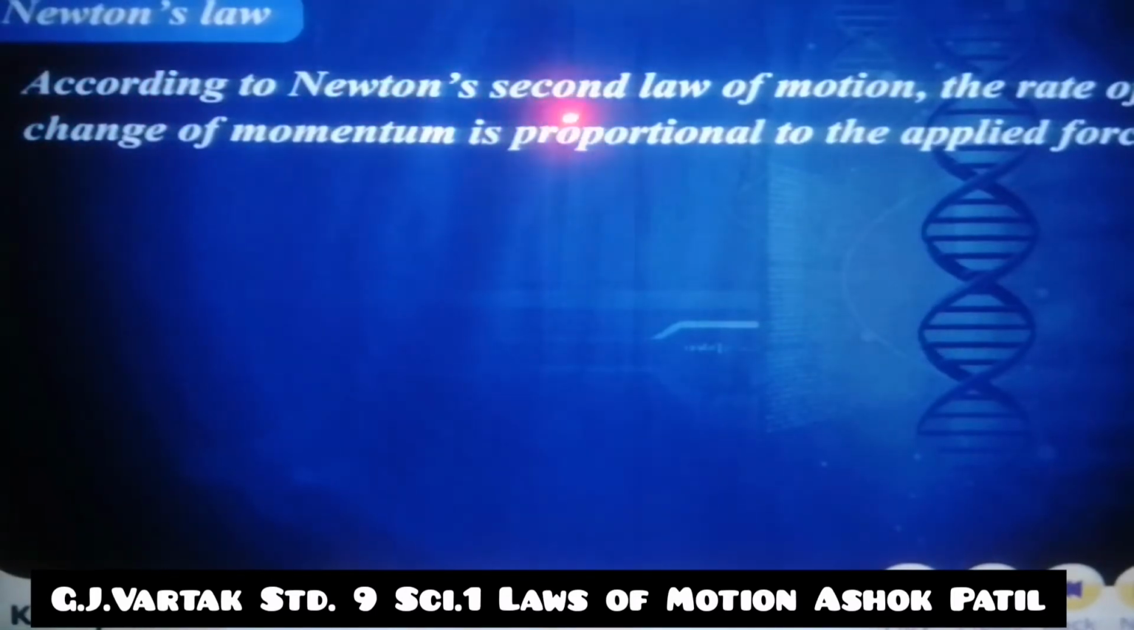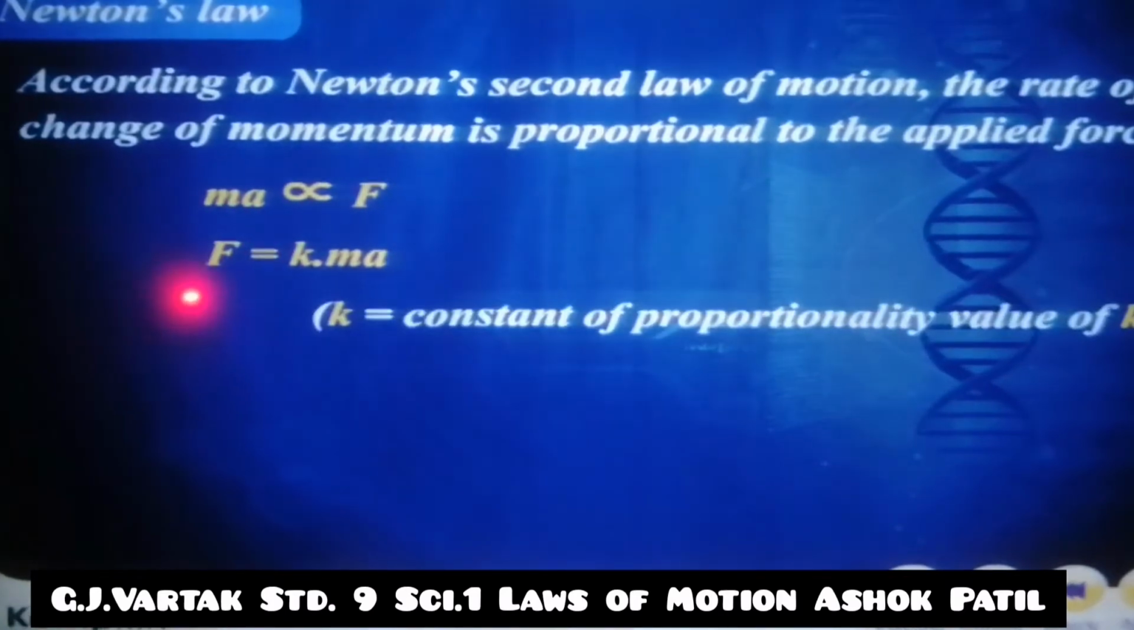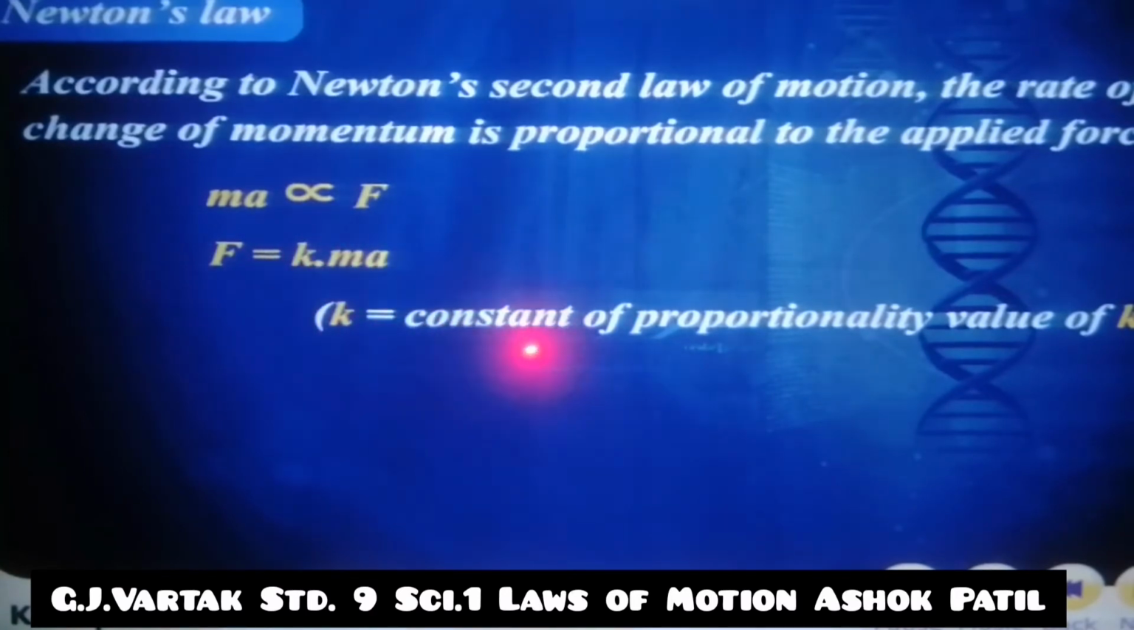According to Newton's second law of motion, the rate of change of momentum is proportional to the applied force. So m into a is proportional to F. F is equal to K into m a. K is the constant of proportionality, and the value of K is 1. Substituting 1 for K, the formula becomes F is equal to ma.